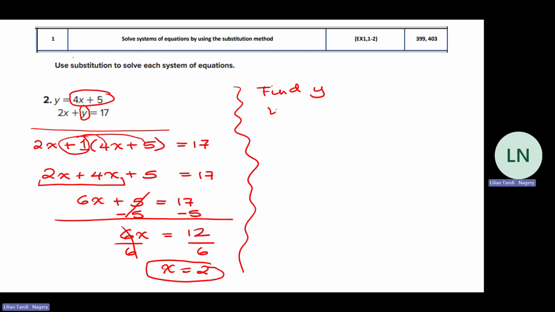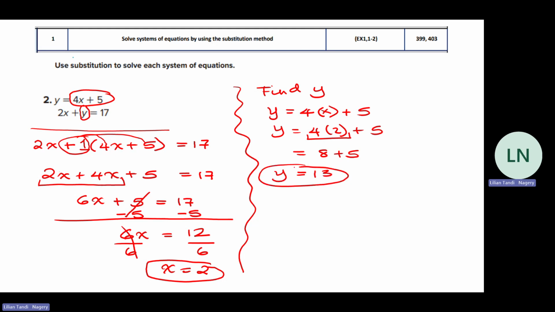I will use the first equation, y equals 4 parentheses x plus 5. y equals 4 parentheses 2 plus 5. 4 times 2 is 8 plus 5. That should give me 13. Okay, so then I will write solution.